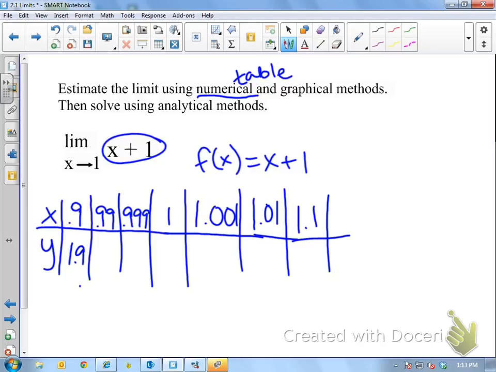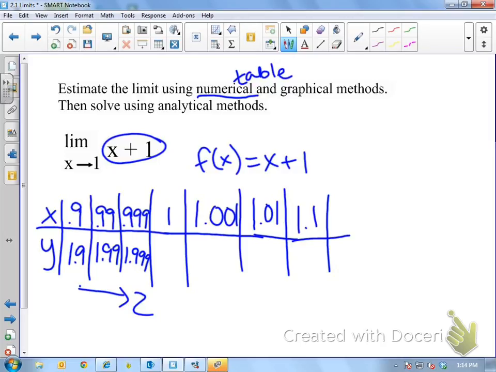What about the next one? 1.99. So it's a pretty easy one to plug in. Or 1.999. We're skipping over 1 because remember we're just trying to see what happens as we approach. So as we approach, what does this look like it's getting closer to? 2. So now we say, okay, it's getting close to 2. Let's check what's going on from the other side and see if that's also happening.